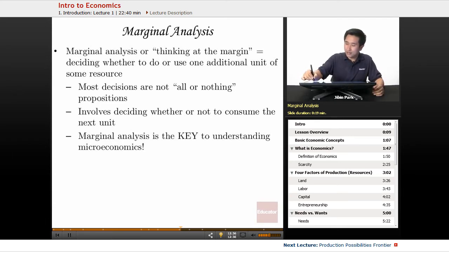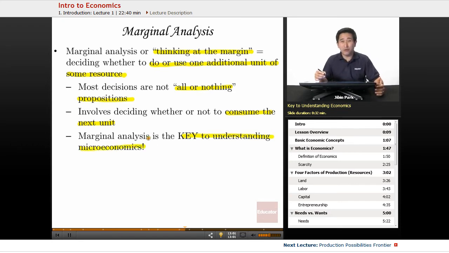So marginal analysis, another big topic to understand in microeconomics. What the heck is marginal analysis? Marginal analysis, or thinking at the margin, is deciding whether to do or use one additional unit of some resource. Most decisions in life are not all-or-nothing propositions. It involves deciding whether or not to consume the next unit. Marginal analysis is the key to understanding microeconomics.